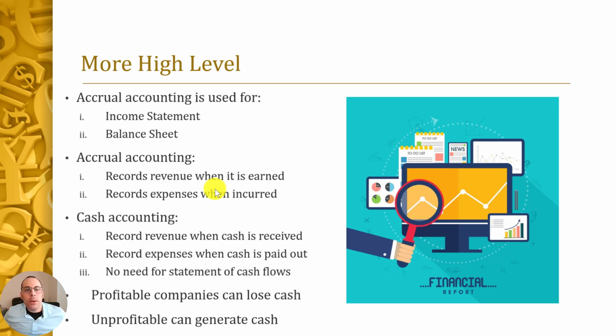If you own a small business and somebody bought a $500 gift card, you would book the entire revenue right away because small businesses usually use cash accounting, not accrual accounting. Same thing with expenses. You have to record them when the expense is incurred. Cash accounting is more straightforward. You record revenue when cash is received, and you record expenses when cash is paid out.